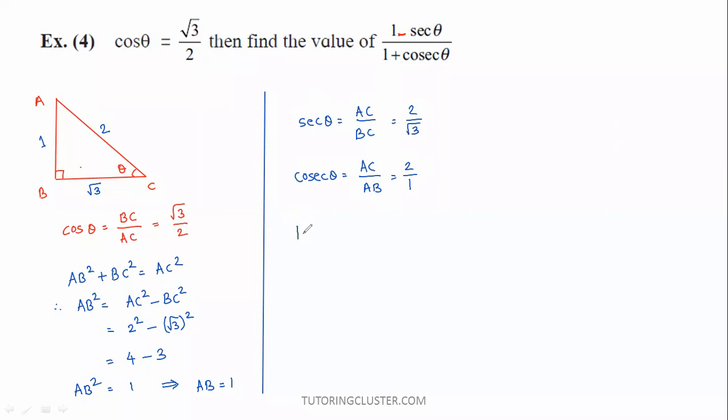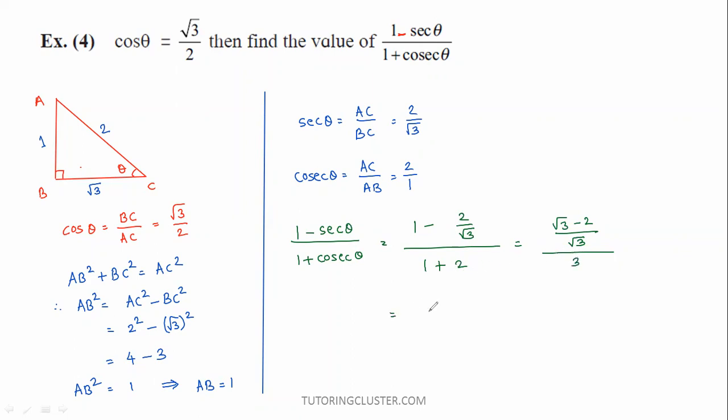Now the example is very easy. What we have to find out? We are interested in finding 1 minus sec theta upon 1 plus cosec theta, which is equal to 1 minus, what is sec theta? 2 upon root 3, divided by 1 plus, what is cosec theta? 2. So do the cross multiplication, it will be root 3 minus 2 upon root 3, divided by what is 1 plus 2? 3. So your answer will be root 3 minus 2 upon 3 root 3. This is your answer.